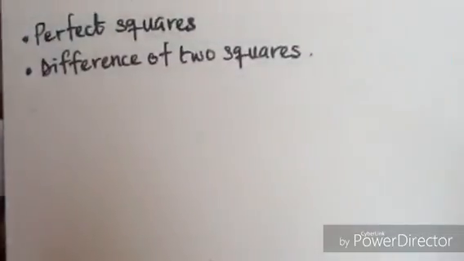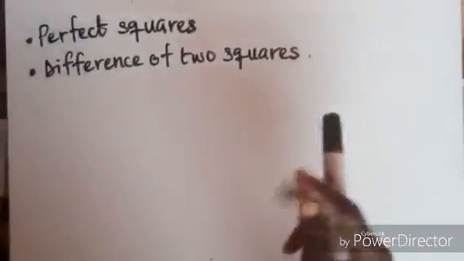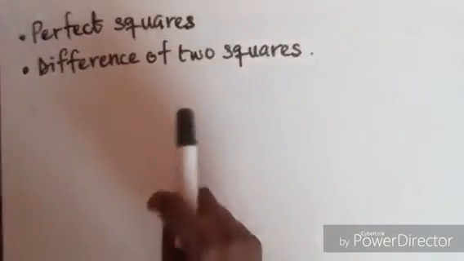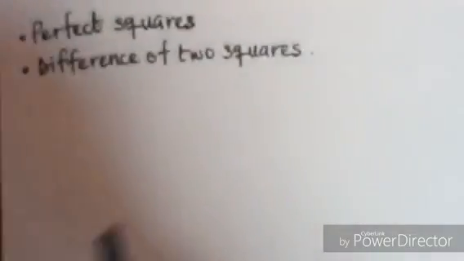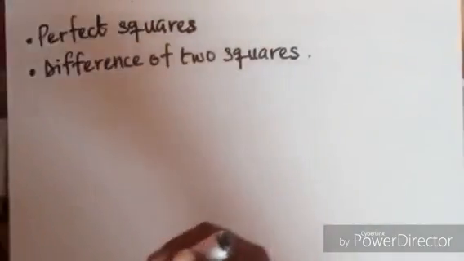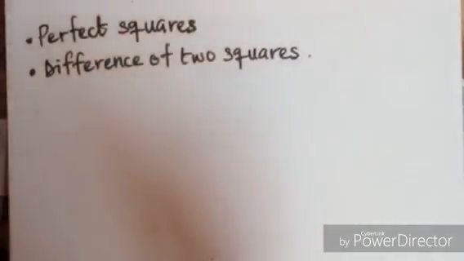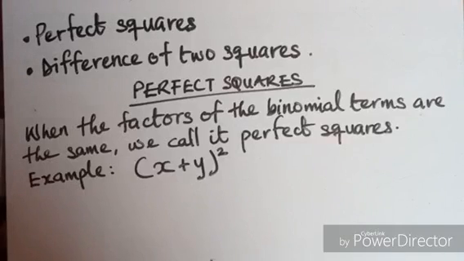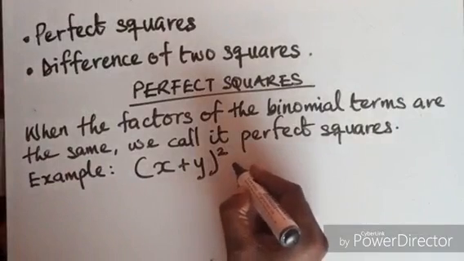The binomial expansion can also come as what is called a perfect square. The binomial expansion can either be a perfect square or a difference of two squares. What do we mean when it is a perfect square? We say when the factors of the binomial terms are the same, we call it a perfect square. Examples include x plus y to the power 2.